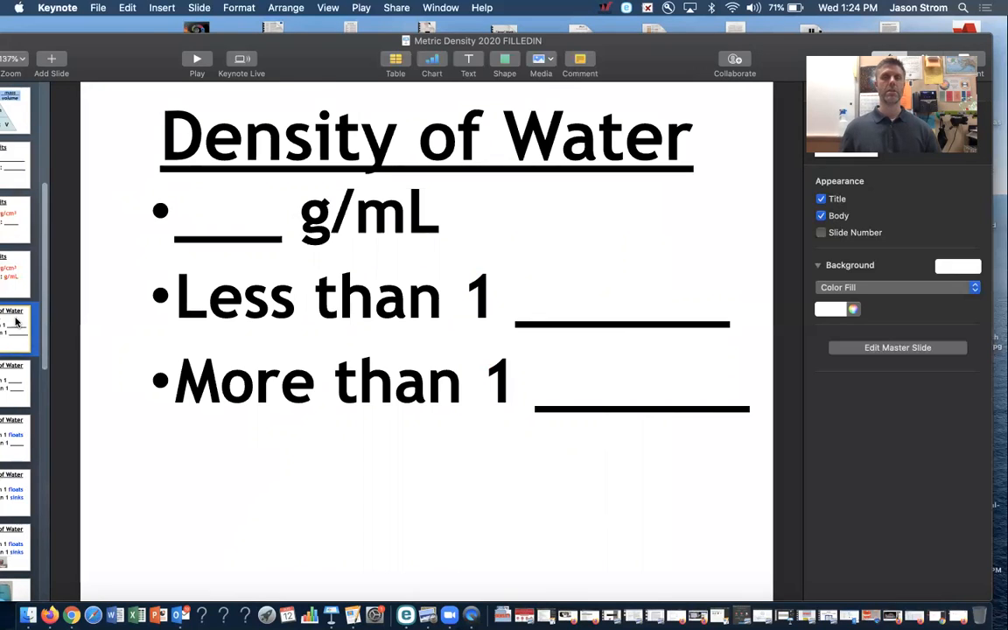Okay, on to the density of water, which is a nice thing. If you have pure water, nothing else in it.